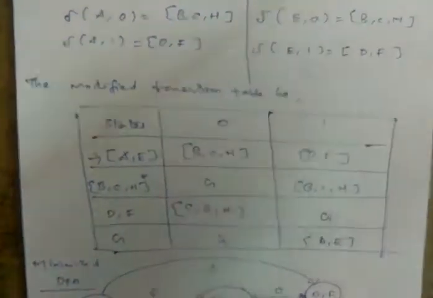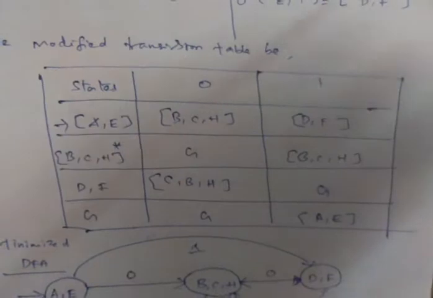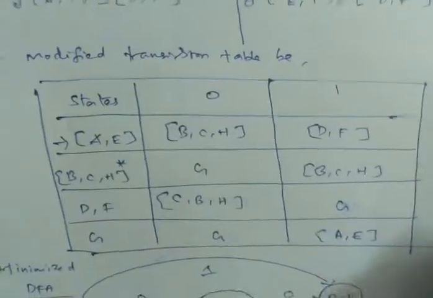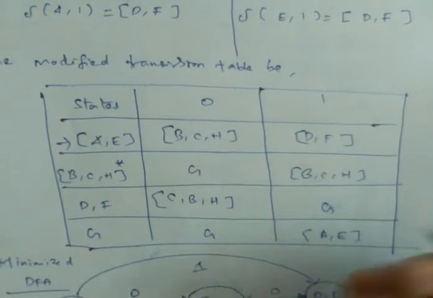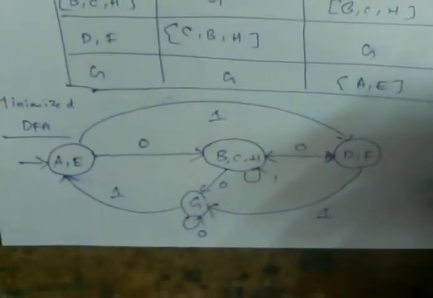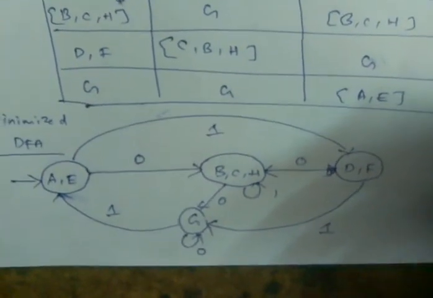So that is the rule to minimize the DFA. After getting the final transition table, just check whether any equivalent states exist or not. If there is no equivalent state, then this is the minimized DFA, right? So after the final iteration table, just convert the transition table into a minimized DFA form. So these are the minimized DFA. Okay friends, understood? Thank you.